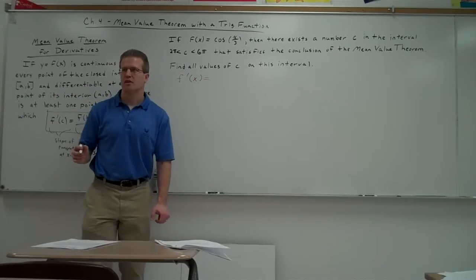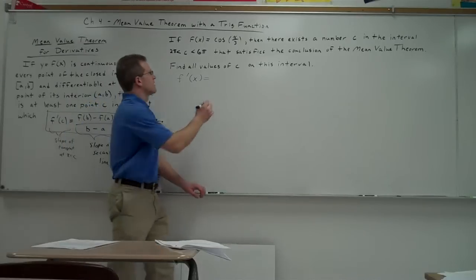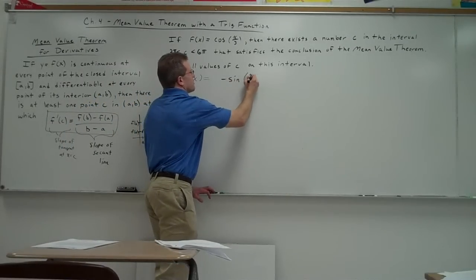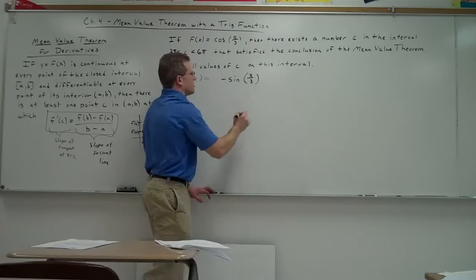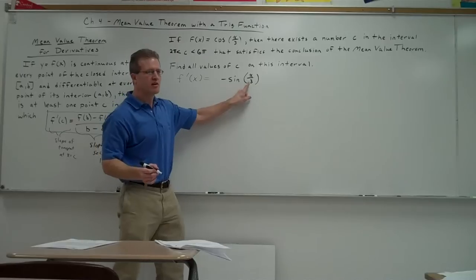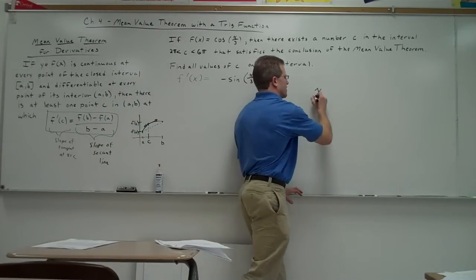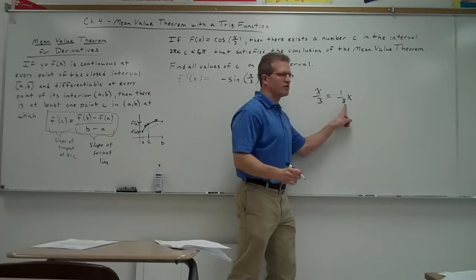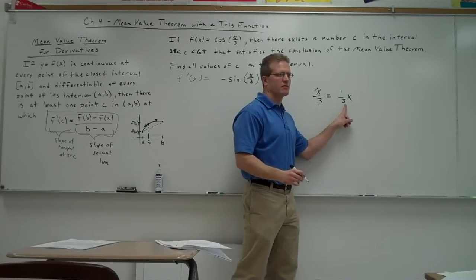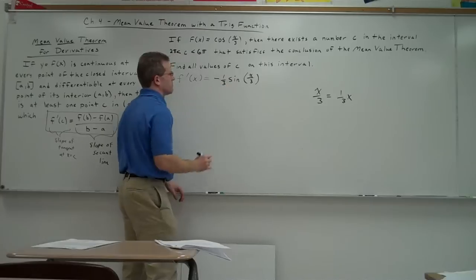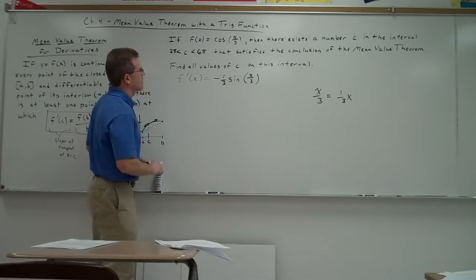What's the derivative of cosine? Negative sine, yep. And you copy down what's in the parentheses. Then by the chain rule, you have to multiply by the derivative of what's in the parentheses. Now realize that x over 3 is the same as 1/3 x. So what's the derivative of 1/3 x? 1/3. So you have to multiply by 1/3. So you're going to have a negative 1/3 out front. Again, that's the chain rule.